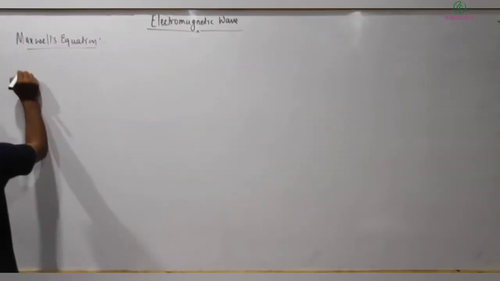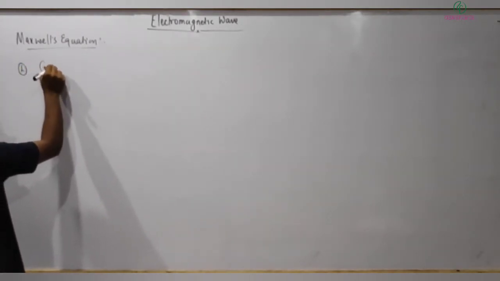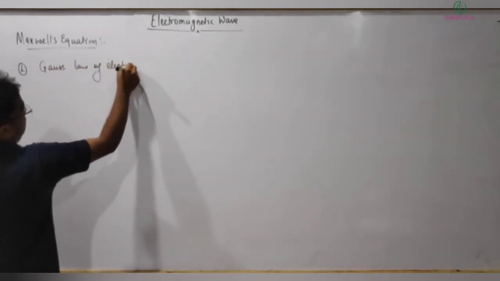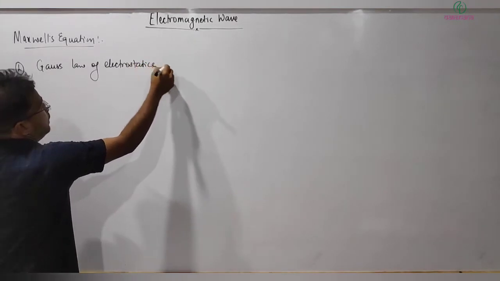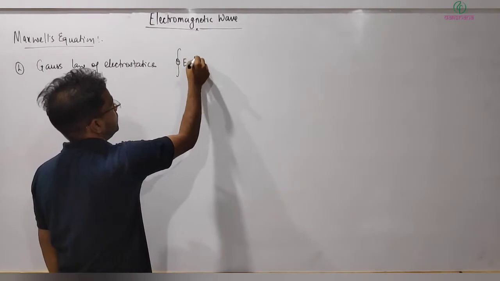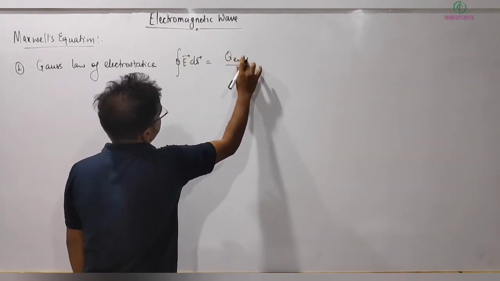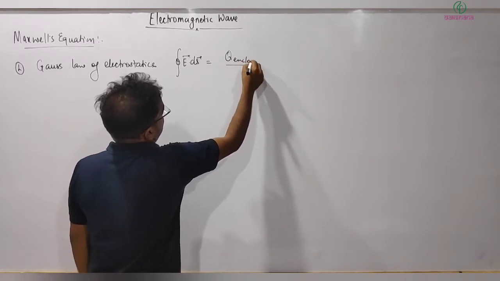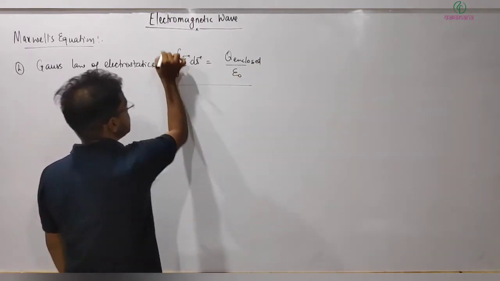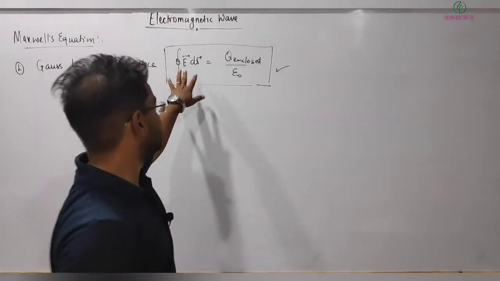So first, cumulatively we call them Maxwell's equations. So Gauss law of electrostatics. What is that? It's the closed integral over a closed surface of E dot ds is equal to q enclosed divided by epsilon naught. And you must be clear with this expression.